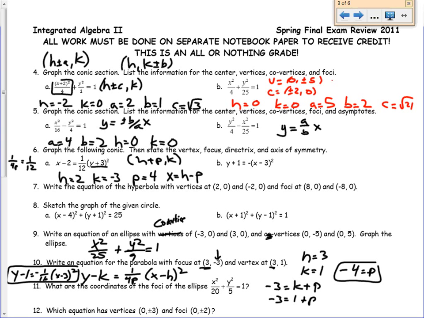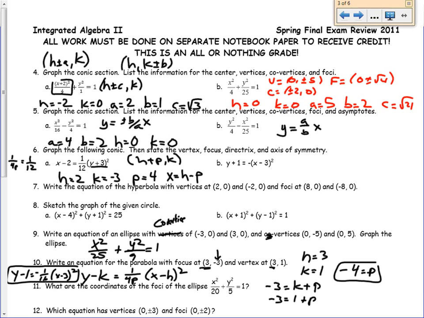Remember, your vertices and your foci go together. So if your vertices are K plus or minus A, then it's K plus or minus C. So it's 0 plus or minus the square root of 21. So that's all that it asks for right there.